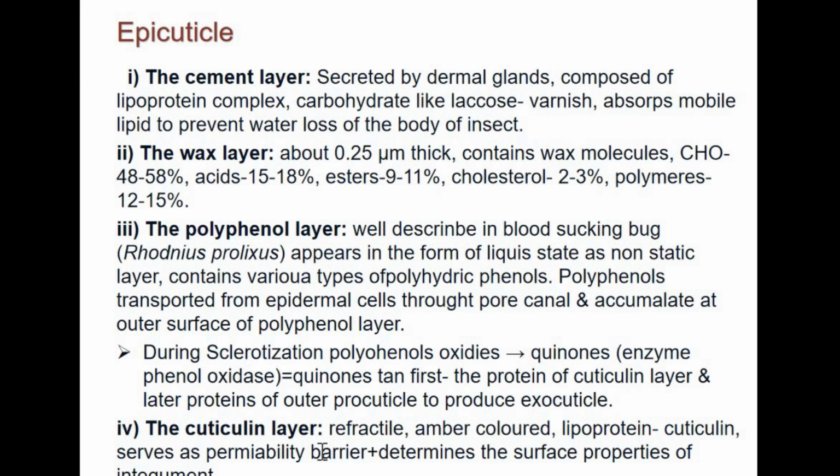The cuticulin layer is a refractive amber colored layer consisting of a lipoprotein, the cuticulin. It is highly resistant to the mineral acids and most of the organic solvents. Such a cuticulin layer serves as a permeability barrier, and along with that acts as a growth barrier and determines the surface properties of the integument.